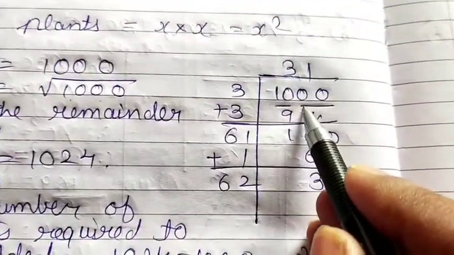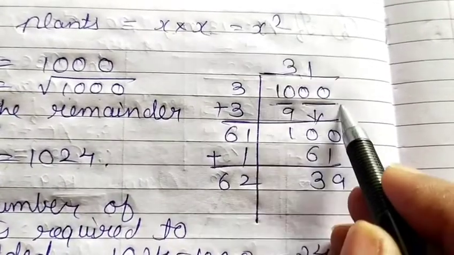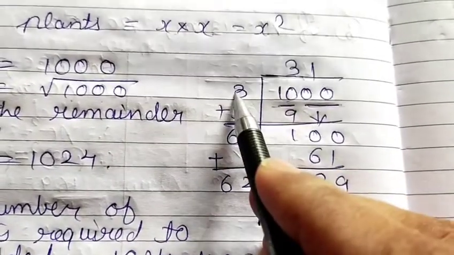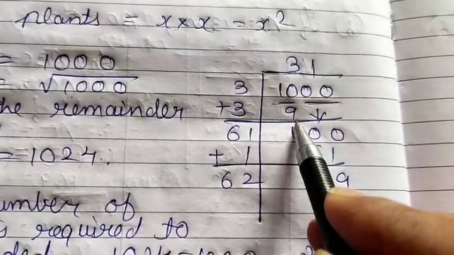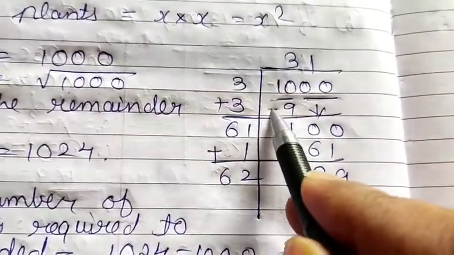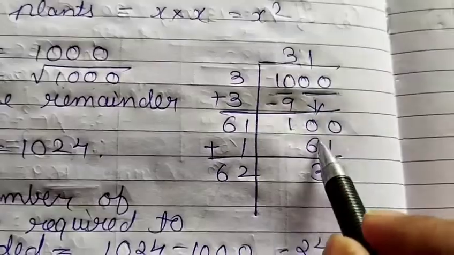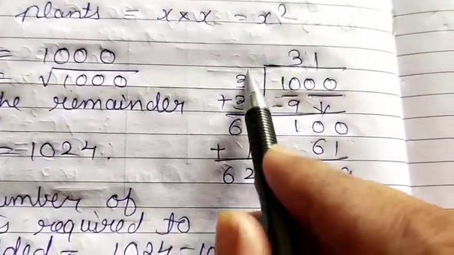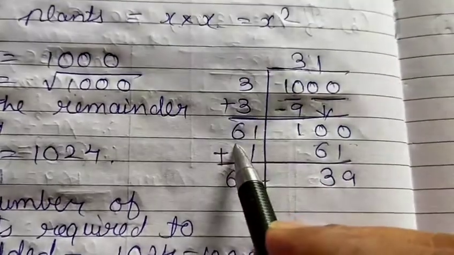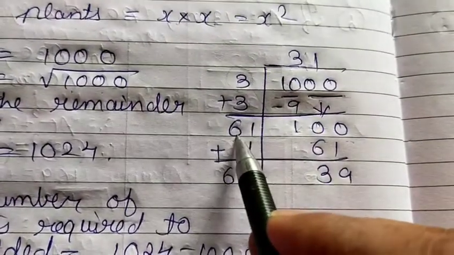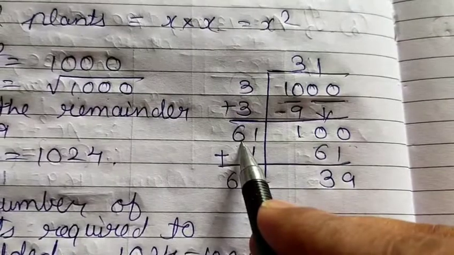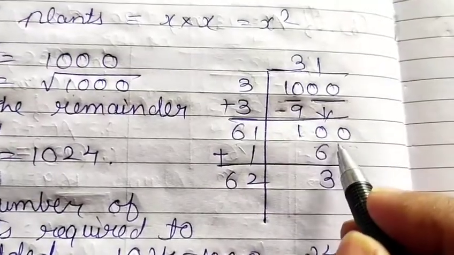Put a bar below each pair, starting from the unit place. Here 10 is there, so go with 3, because 3 threes are 9. That means 10 minus 9 is 1. And bring down the number next to the bar, 00, so 100 is there. Now whatever value you have taken over here, add the same value, that is 6. Now dear student, what value will you take next to 6, so that you can subtract the value from 100?